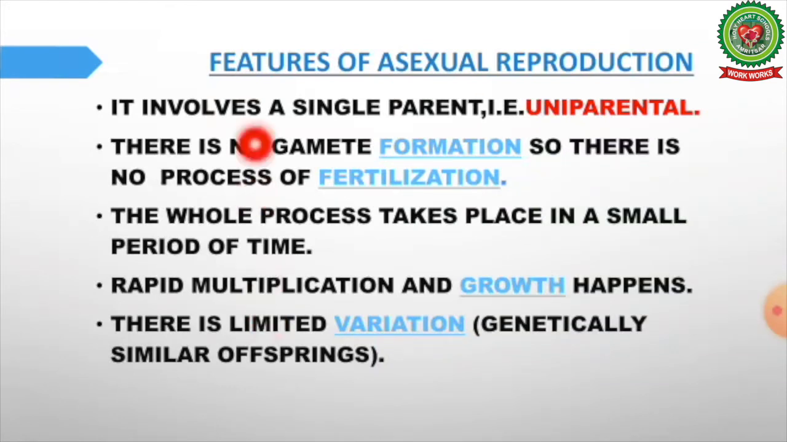Features of asexual reproduction: It involves a single parent, that is, it is uniparental. There is no gamete formation, so there is no process of fertilization. The whole process takes place in a small period of time. Rapid multiplication and growth happens. There is limited variation. Genetically similar offspring are produced.